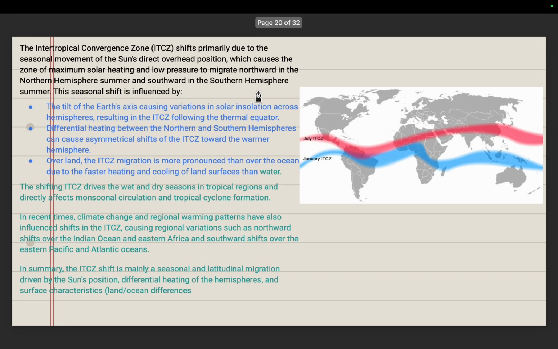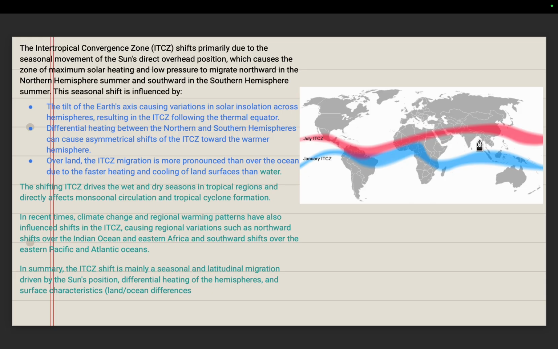This ITCZ shift is primarily due to the seasonal movement of the sun's direct overhead position, which causes the zone of maximum solar heating and the low pressure to migrate towards the north in the northern hemisphere when there is boreal summer, and to the southern hemisphere when there is its summer, that is June, July, August. This seasonal shift is influenced by the tilt of Earth's axis, causing variation of solar insolation across hemispheres, resulting in the ITCZ following the thermal equator.